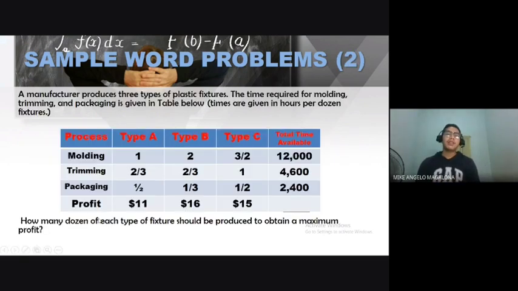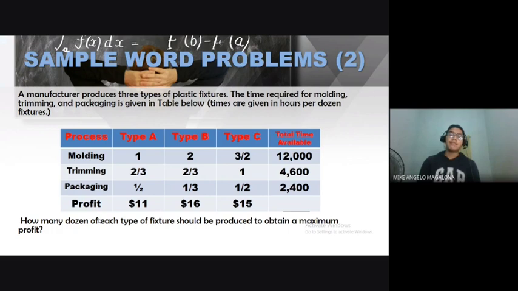Now let's move on to our sample word problem number 2. A manufacturer produces 3 types of plastic fixtures. The time required for molding, trimming, and packaging is given in the table below. Times are given in hours per dozen fixtures. So these are the types of processes: molding, trimming, and packaging. For type A, the given data is 1 for molding, 2/3 for trimming, and 1/2 for packaging.